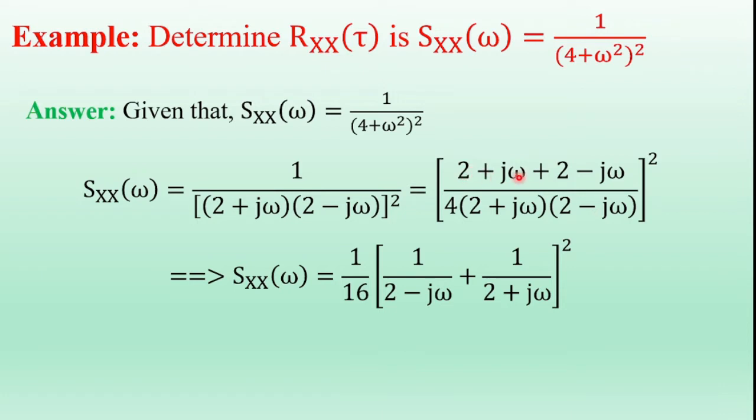So 4 square is 16, so 1 by 16 is written before. 2 plus j omega by the denominator term is 1 by 2 minus j omega. 2 minus j omega by this denominator term, meaning 2 plus j omega into 2 minus j omega, is 1 by 2 plus j omega, whole square.